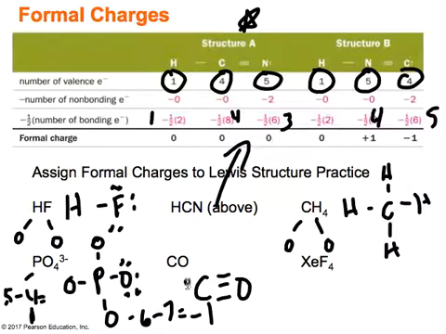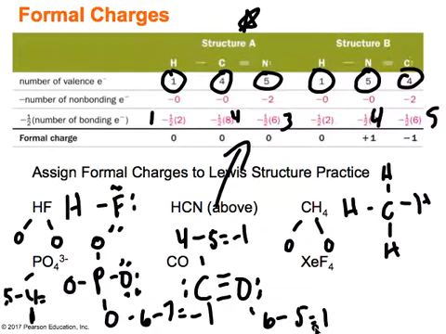Carbon in this case, there's a lone pair, is going to be 4 minus, it gets half of these, 3, 5. So it's a minus 1. Oxygen is going to be 6 minus 5 also, so that's a positive 1.